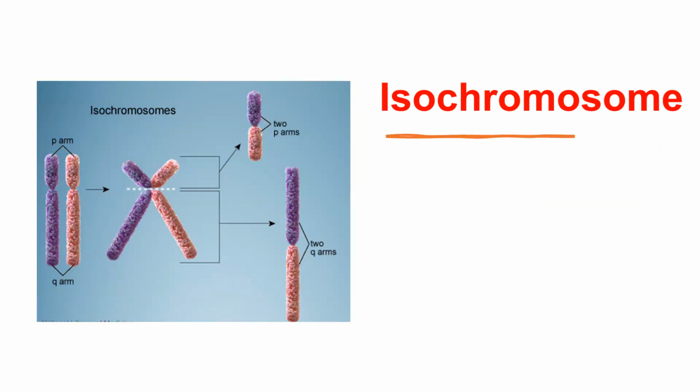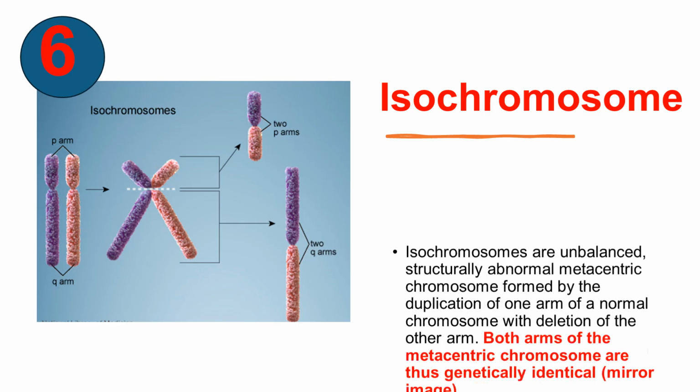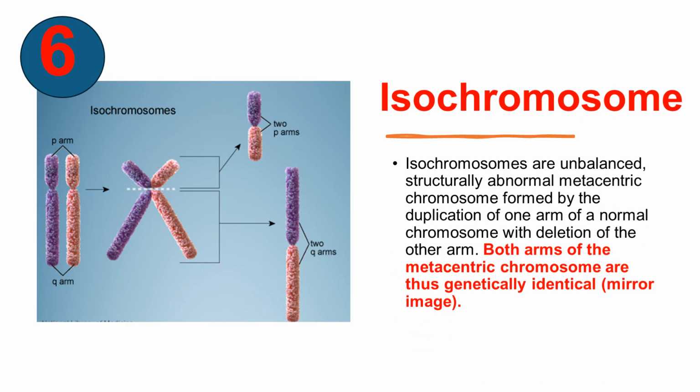6. Isochromosomes. Isochromosomes are unbalanced, structurally abnormal metacentric chromosomes formed by the duplication of one arm of a normal chromosome with deletion of the other arm. Both arms of the metacentric chromosome are thus genetically identical, a mirror image.